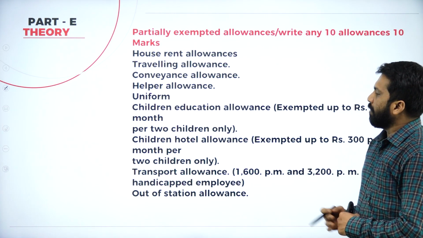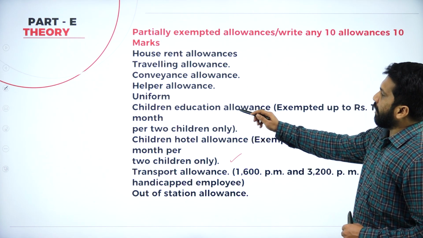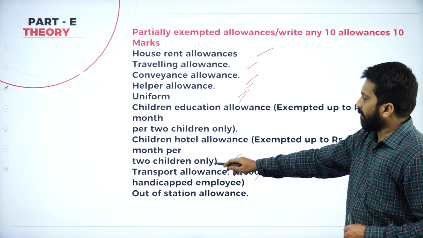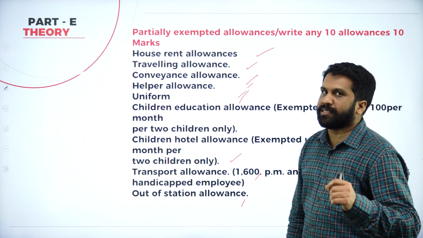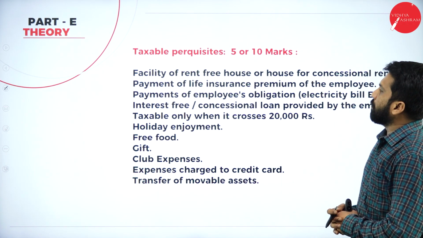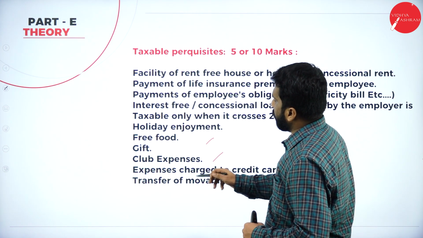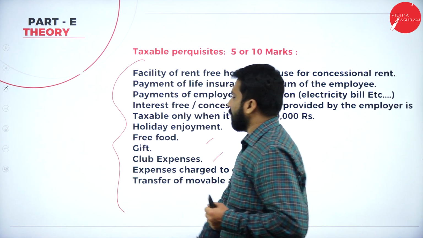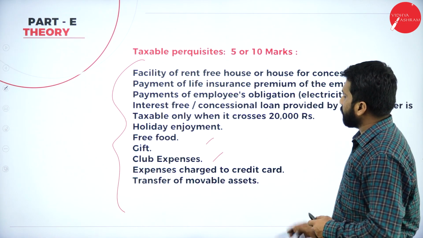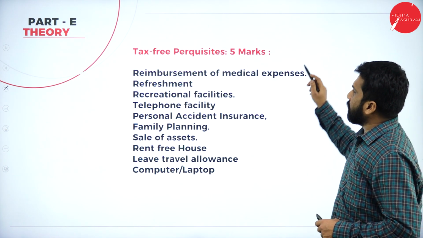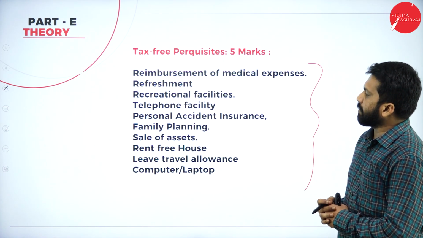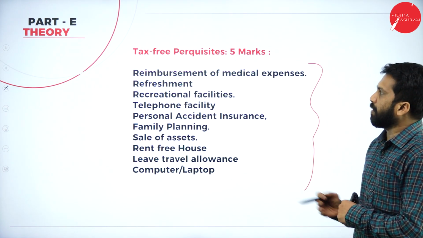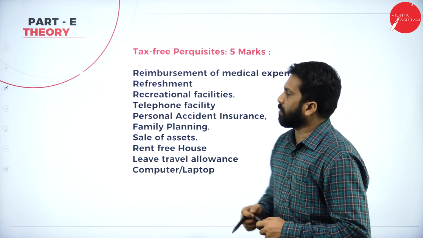These are the allowances you have, like children education allowance, uniform allowance, conveyance, traveling, house rent, helper, transportation. All this comes under your allowances. Taxable perquisites. What are the perquisites you have? Gift, club. Perquisites means they will not give you cash. They will give you facility. All this comes under perquisites. Hope you are clear? Yes. Tax-free perquisites are these things: personal accident, sale of asset, rent-free, leave travel, computer, telephone, recreational facility, refreshment, all come under tax-free perquisites.